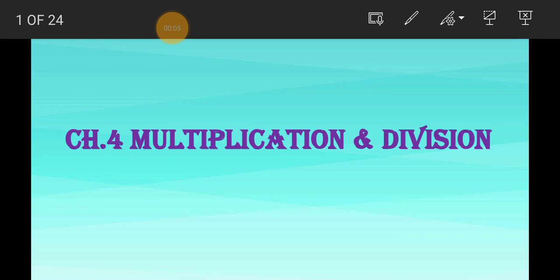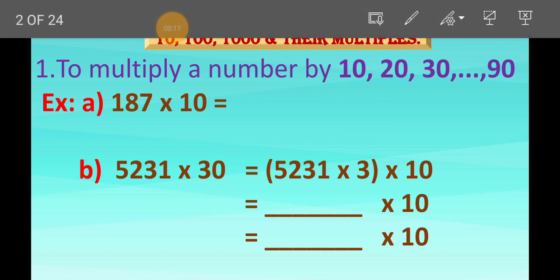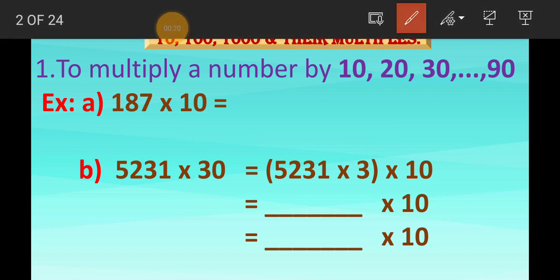We are going to do chapter 4, multiplication and division, and we'll see some rules of multiplication. Let's start. The first one says how to multiply a number by 10 or multiples of 10. Whenever we have to multiply a number by 10, it is quite easy. Just copy the number and after that just put 1 zero, because 10 is having 1 zero.